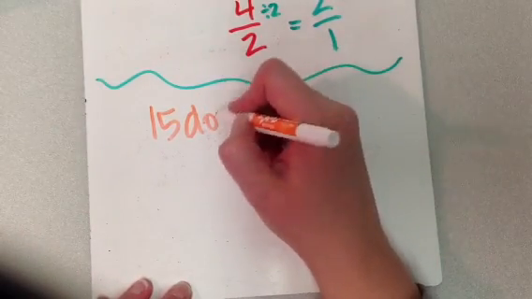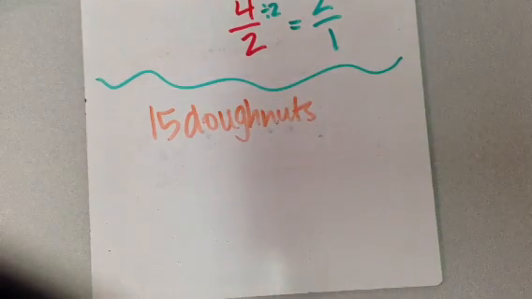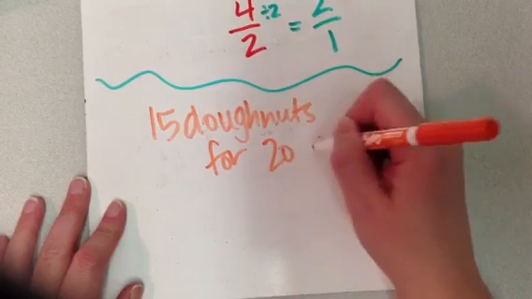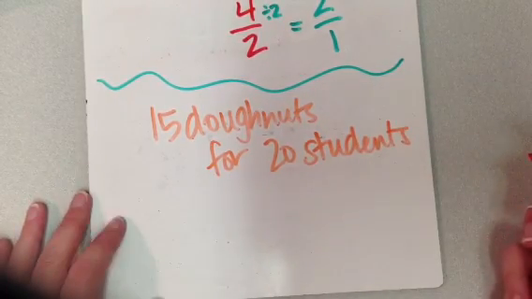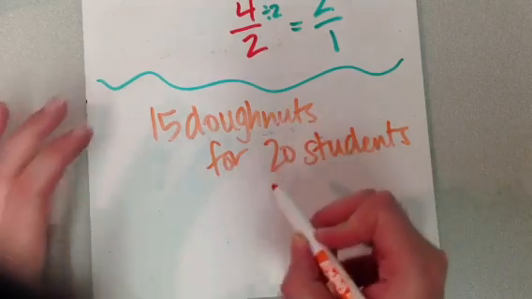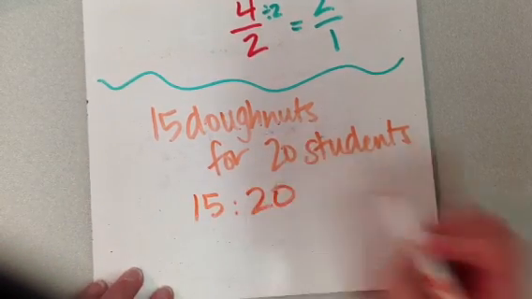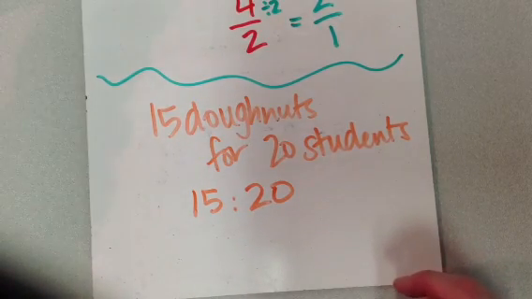How do you spell donuts? Donuts, okay? And I'm going to bring them back and share them with my classroom, and I have 20 students in class. So if I was going to write a ratio of the donuts to students, it would be 15 to 20, right? And again, is this one that I can reduce down?